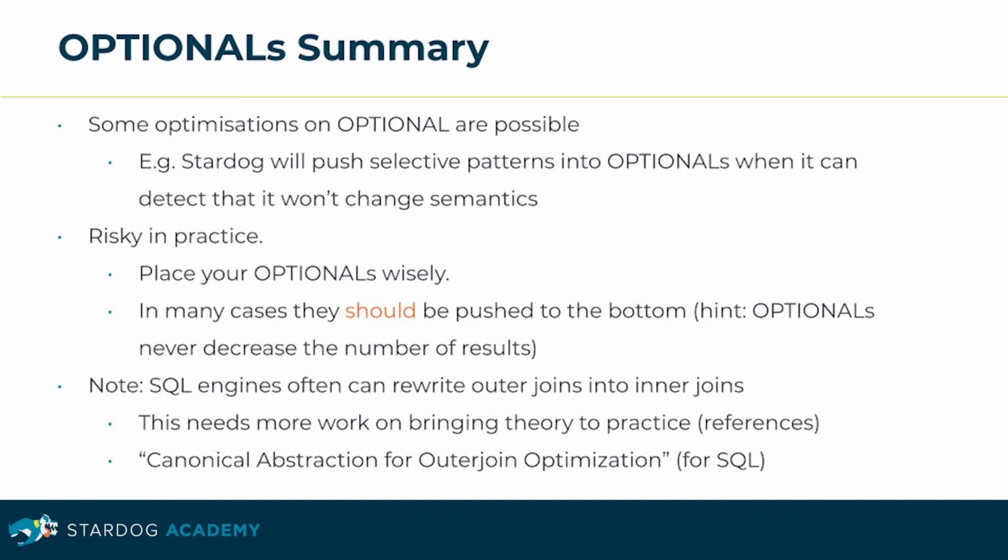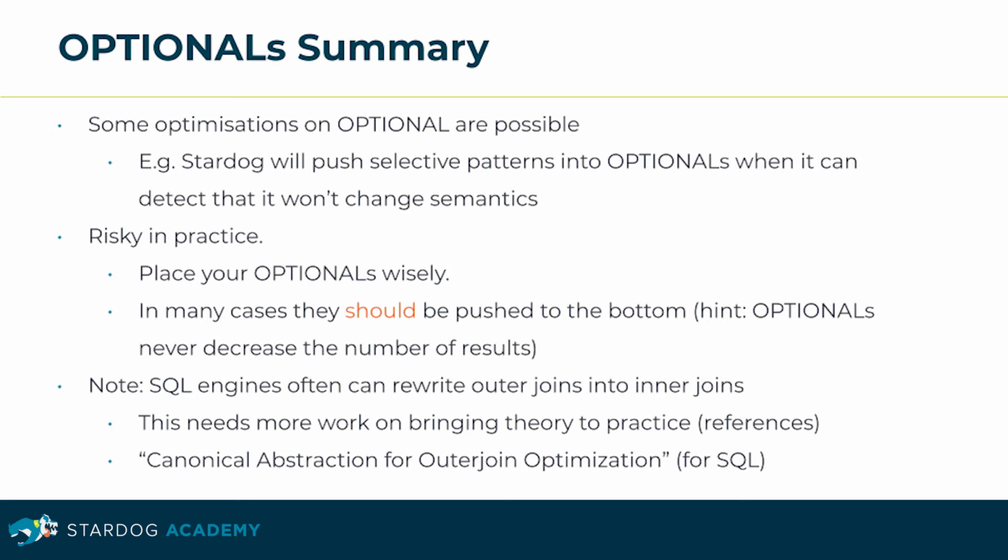So let's summarize optionals and how they're treated. Firstly, some optionals can be optimized, and Stardog will push selected patterns and optionals when it can, but it must be able to detect that semantics are not going to change. So what does this mean for you as a query designer? It means placing optionals is risky, and so we must think carefully about where they are placed in our queries. And in many cases, that means they should be pushed to the bottom of the query, as we saw in our example here. And a good hint to think about is that optionals never really decrease the number of results.